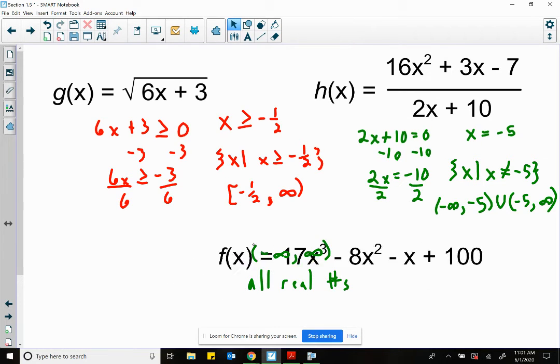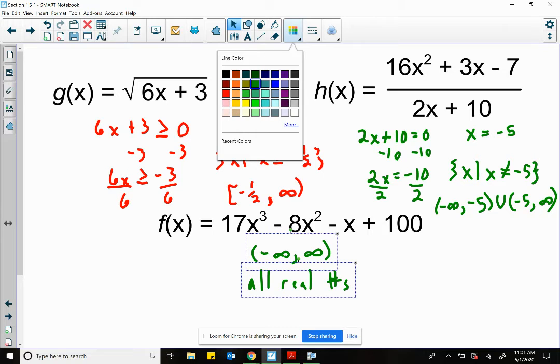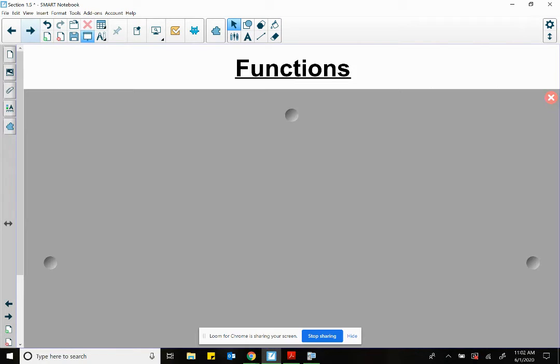So there we go. There is domain from an equation. I want to change the color of this stuff. There we go. Let's make it blue. That's much better. All right.